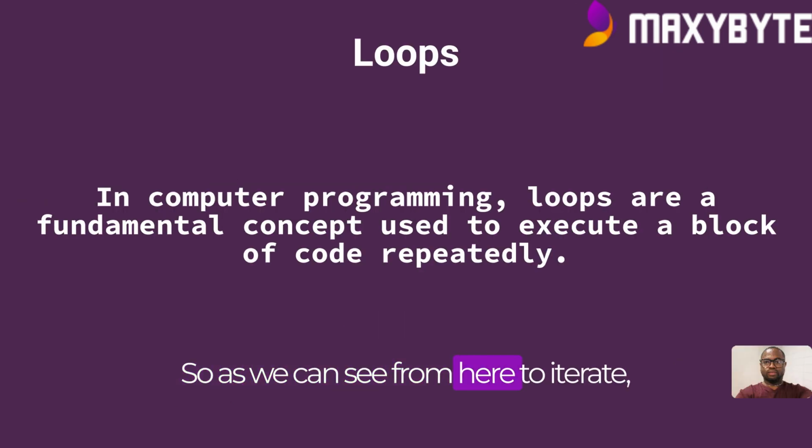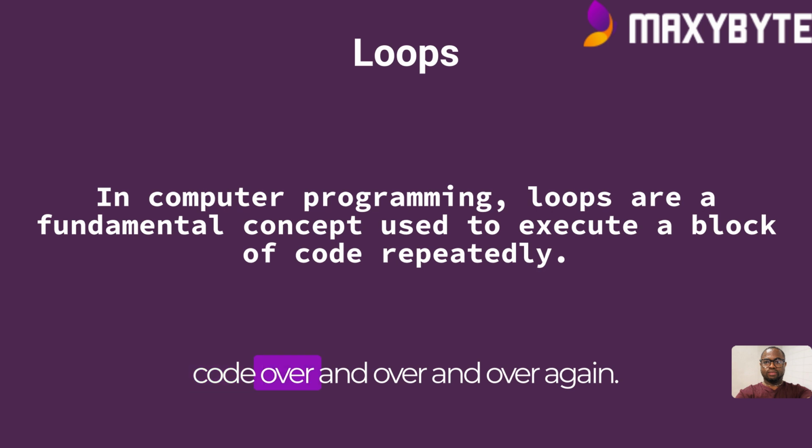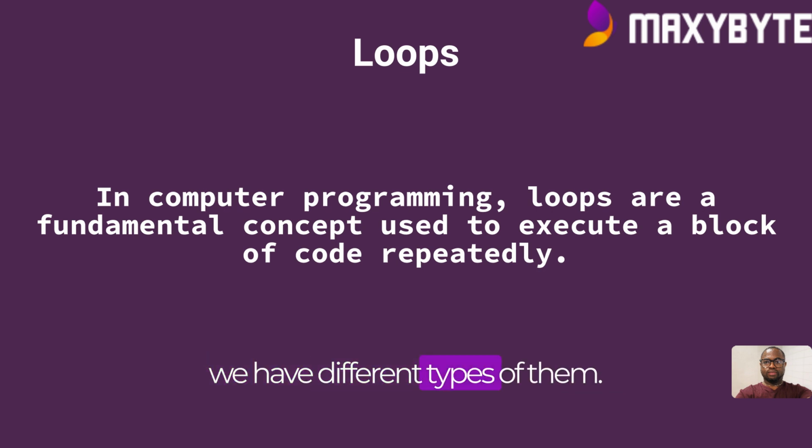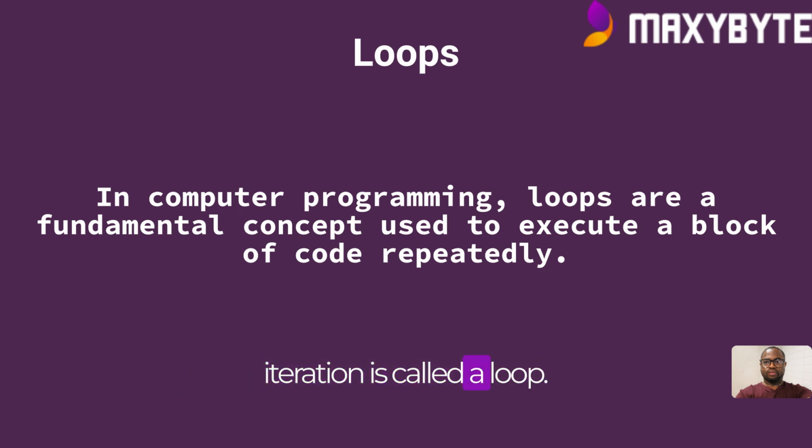As we can see from here, to iterate basically means to execute the same block of code over and over and over again. So that's what we call a loop. And when we're talking about loops, we have different types of them. First, a programming structure that implements iteration is called a loop.